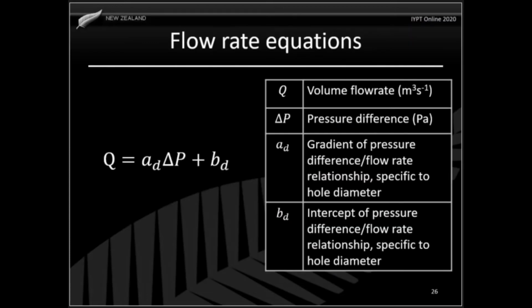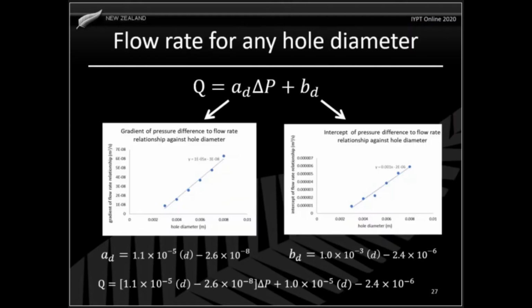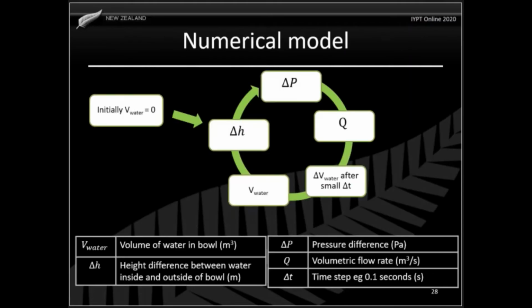Each of those equations of the coloured lines means we're taking the pressure difference, times it by a gradient, and adding an intercept. There are relationships, as shown in the graphs below, between the gradient and intercept of the lines of best fit and the hole diameter. So if we know the hole diameter and pressure difference, we can work out the flow rate with the equation at the bottom.